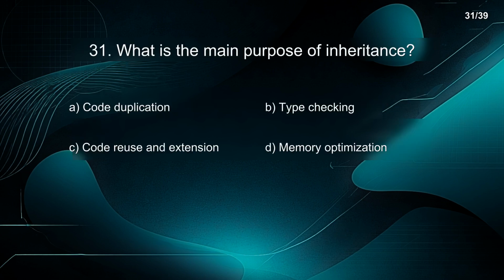31st question. What is the main purpose of inheritance? A. Code duplication. B. Type checking. C. Code reuse and extension. D. Memory optimization. Correct answer is C. Code reuse and extension.